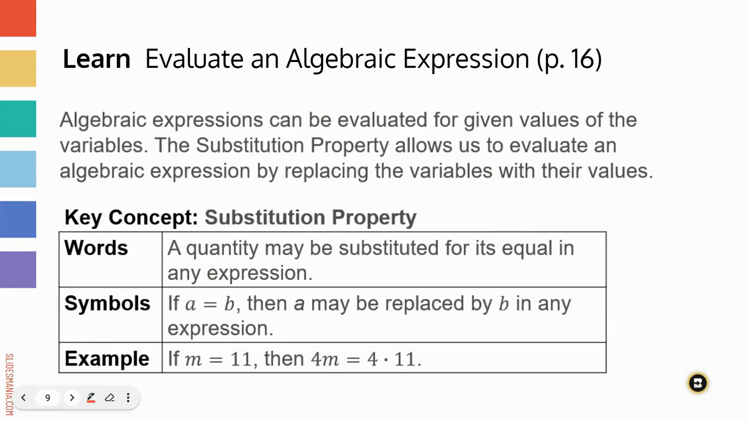Okay, we are on page 16 in the notes. We have algebraic expressions can be evaluated for given values of the variables. The substitution property allows us to evaluate an algebraic expression by replacing the variables with their values. So the substitution property, in words, means a quantity may be substituted for its equal in any expression. So anytime we have a variable, if they give us a value for that variable, we can substitute that value in place of the variable.